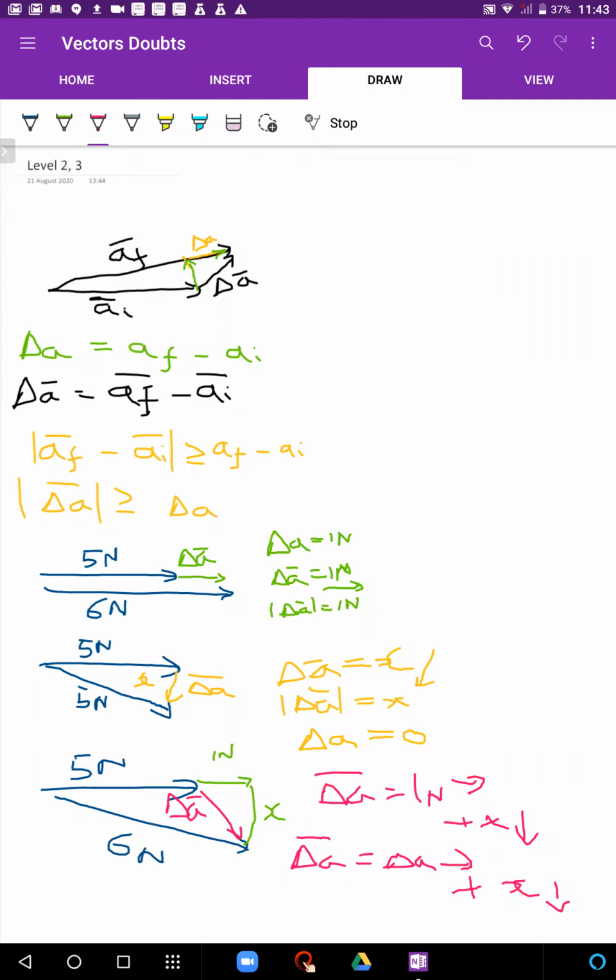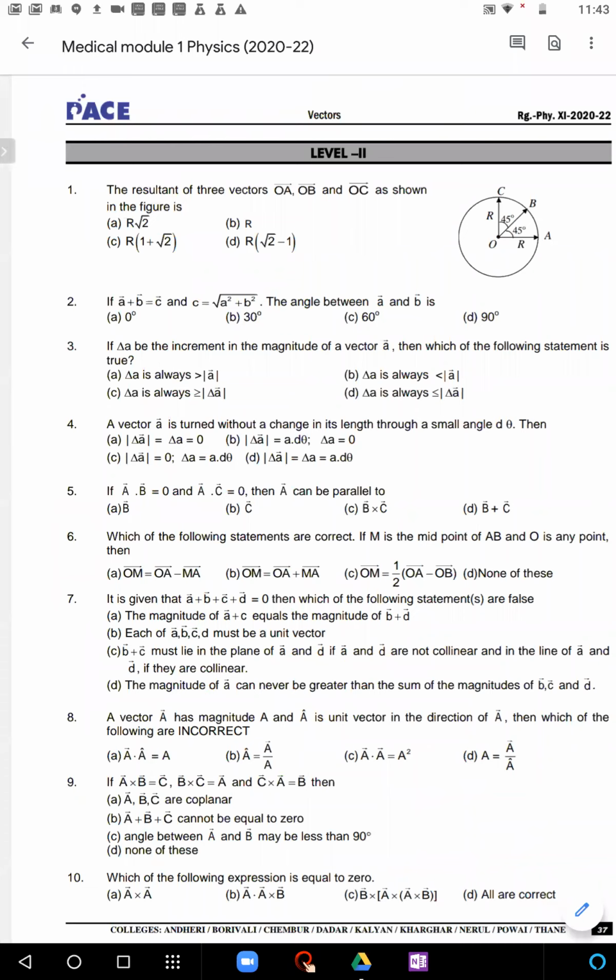Bye. In the question is given change in magnitude. So why do we? नहीं. Let's read the question एक बार. ठीक है? Question तुम एक थोड़ा ध्यान से देखो. If delta A be the increment in the magnitude, they have only told you magnitude is changing. They're not telling you what is happening to the direction. The direction may or may not change. They're asking you which of the statements is always true.